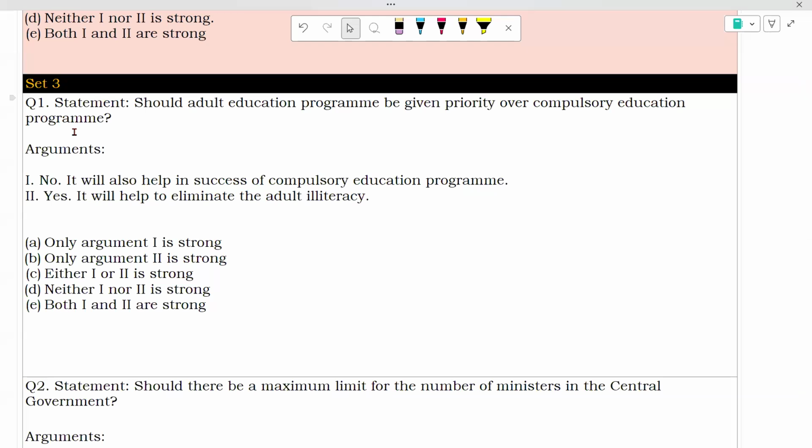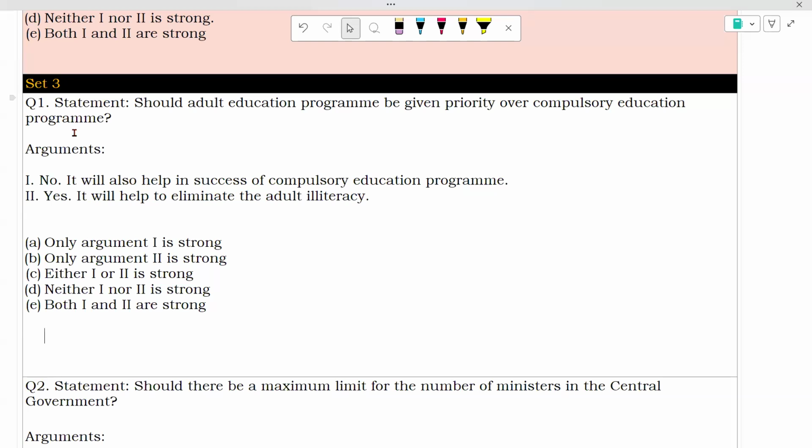Should adult education program be given priority over compulsory education program? What is adult education program? Suppose there are people who are illiterate and 40 years of age, 30 years of age, 25 years of age, and they are illiterate. If someone goes to a village and teaches them, that is called adult education program. So should that be given priority, or should focus be on compulsory education of the newborn children? Okay, that is the question.